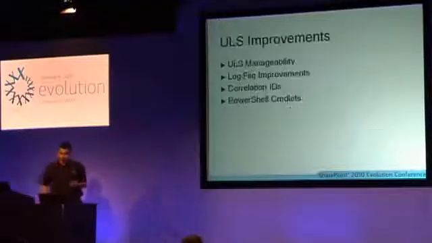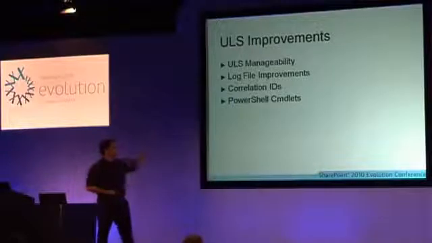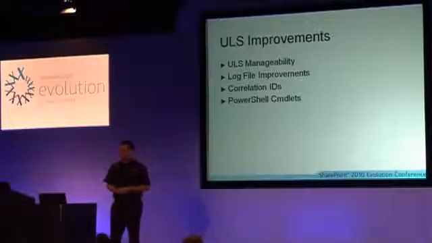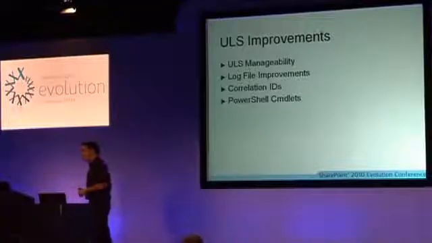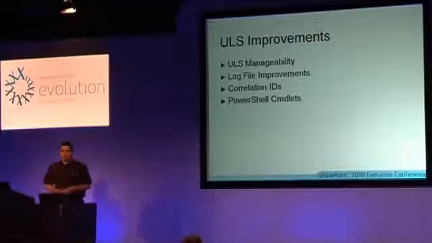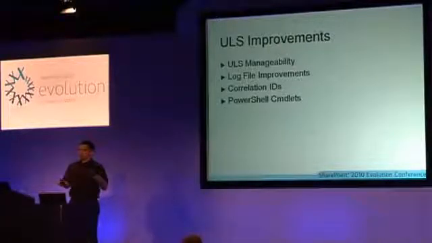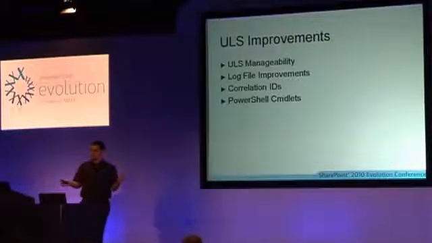Okay, so ULS improvements. We're going to focus in on manageability, log file improvements, correlation IDs, and PowerShell cmdlets. So this is just a primer for what we're going to look at. Just so I can get a rough gauge, how many people in the room know SharePoint 2007 fairly well? So pretty much everyone, okay?